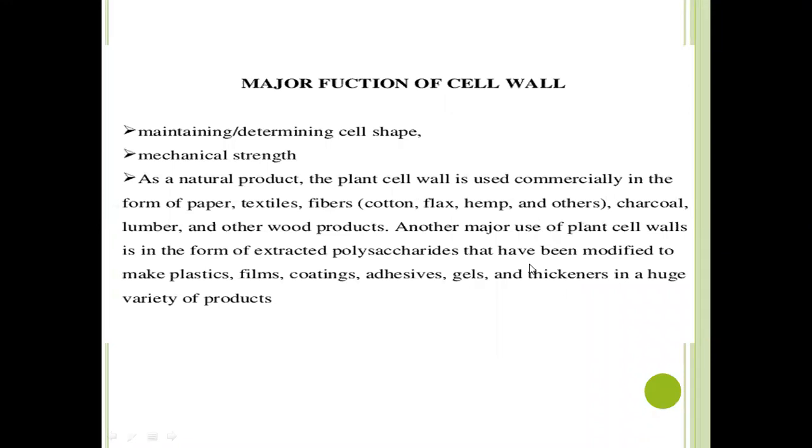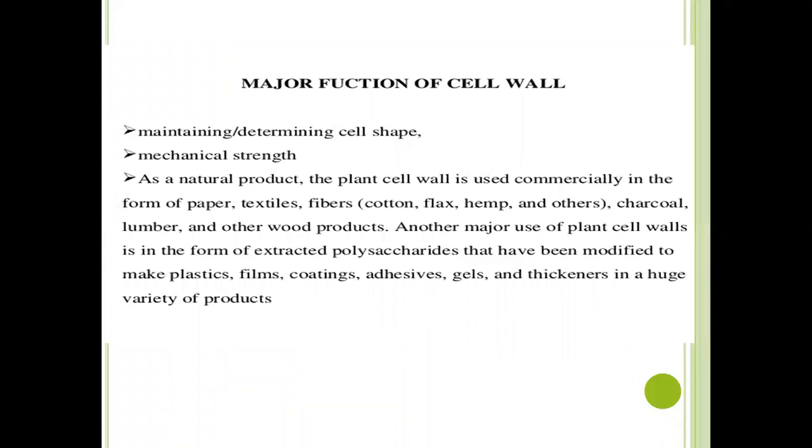Major function of cell wall: maintaining and determining cell shape. It gives mechanical strength. Cell wall is a natural product. The plant cell wall is used commercially in the form of paper, textile, fibers, that is cotton, flax, hemp, and others, charcoal, lumber, and other wood products.